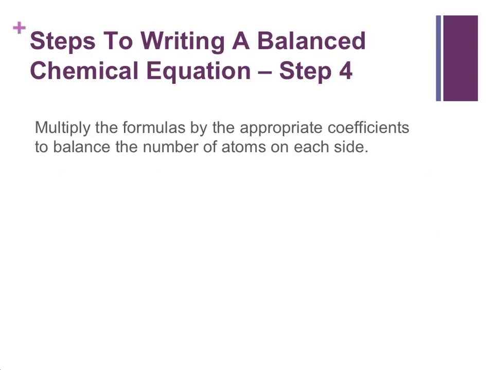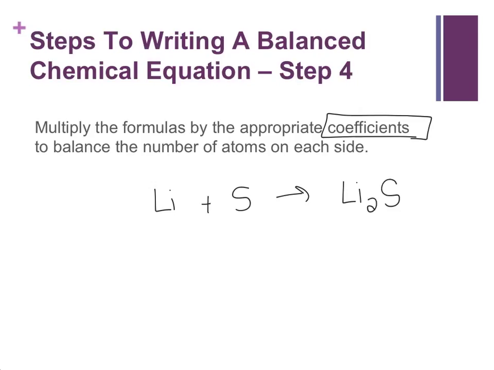We now want to multiply the formulas by the appropriate coefficients to balance the number of atoms on each side. So from our table and counting our atoms, we saw that the sulfurs are balanced. There's one on each side. However, there's two lithiums in the product and only one lithium in the reactant. In order to balance that, we're going to put a coefficient, so a number in front of the element, that will produce the same number of lithiums on both sides of the reaction.